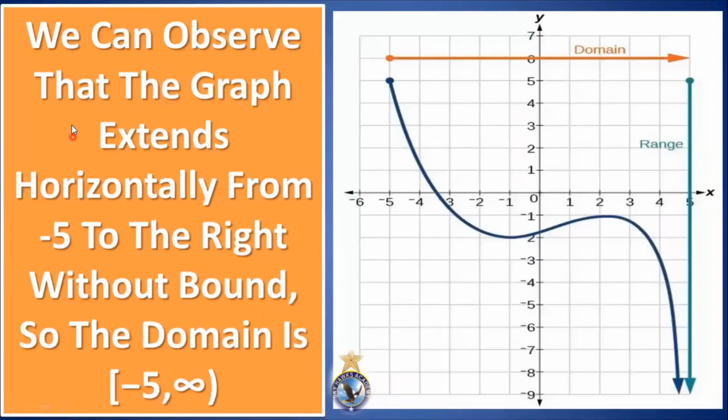Now let's see. We can observe. Now look at this. We can observe that the graph extends horizontally from -5. As I was saying, this is starting from -5, horizontally from -5 to the right without bound. So the domain is -5 to infinity. Infinity means that if you are just coming down to this one, we cannot nominate any value.